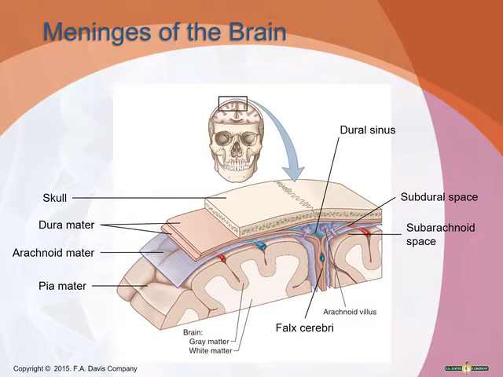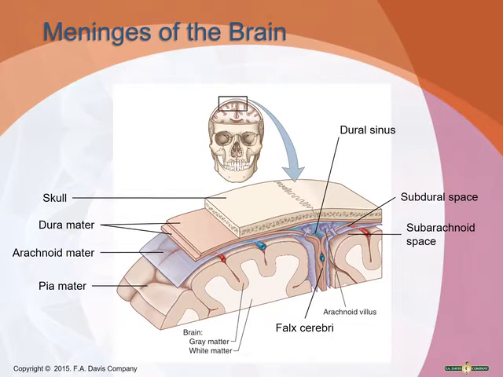The dura mater separates to create spaces called dural sinuses. These sinuses collect blood that has passed through the brain and is on its way back to the heart. There's a subdural space that separates the dura from the arachnoid mater, and a subarachnoid space that separates the arachnoid from the pia mater, however you want to say it. I don't know if you've heard people who've had a subdural hematoma or a subarachnoid hemorrhage. Those are the spaces it's happening in.